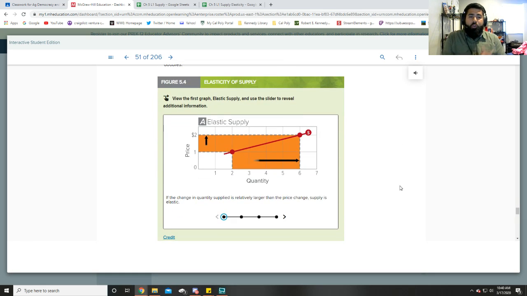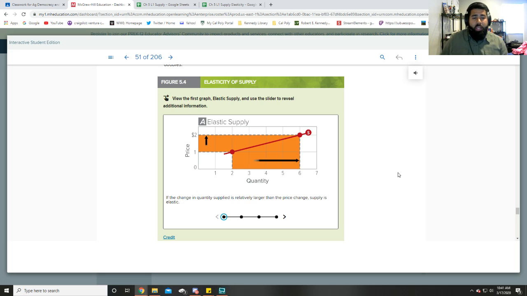So if we look over here at the diagram in the figure below, this is an example of elastic supply. And just like in demand, when it looks not steep, but very plateaued, it looks more and more like an E. It makes an E shape, like the flat part or the middle part of the E.